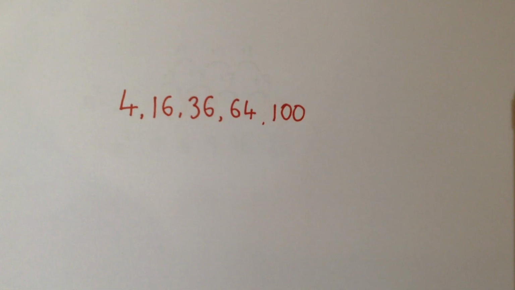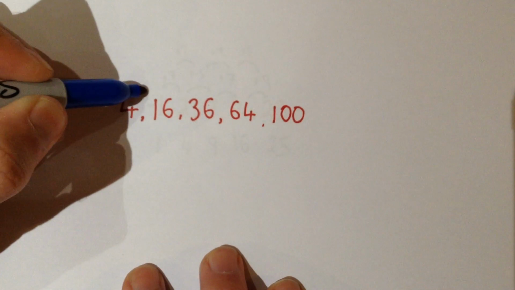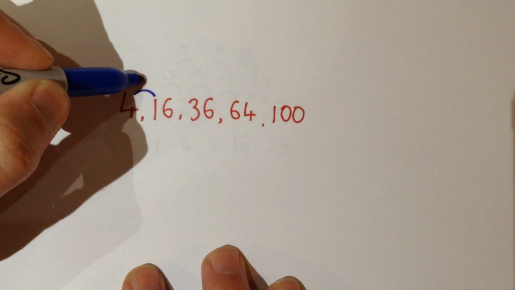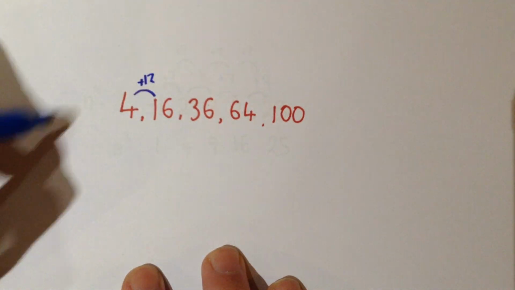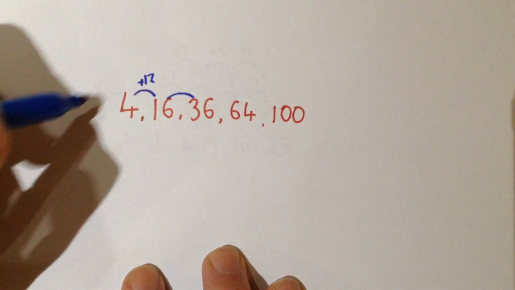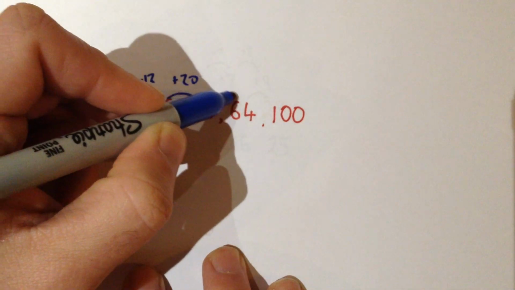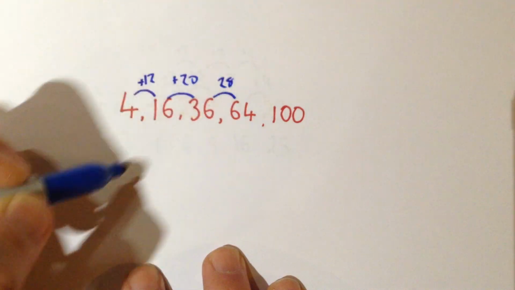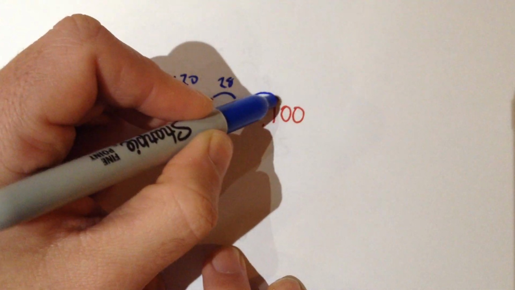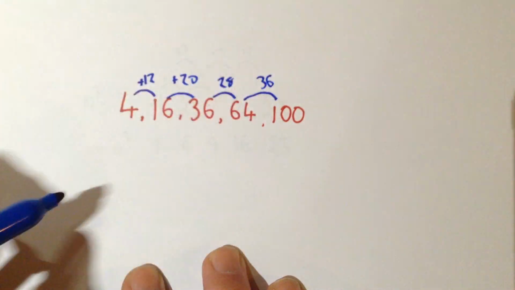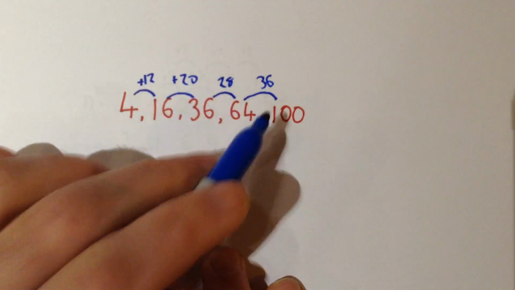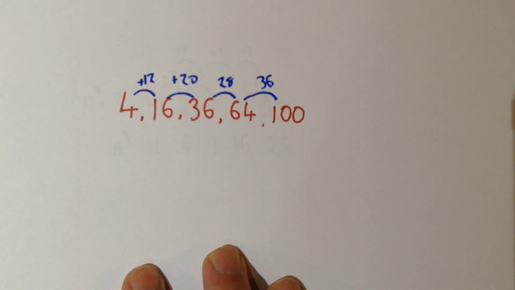For this sequence, same idea again. So here, from 4 to 16, it's gone up by 12. From 16 to 36, it's gone up by 20. Then by 28. And by 36. So obviously these are not increasing by the same amount each time.